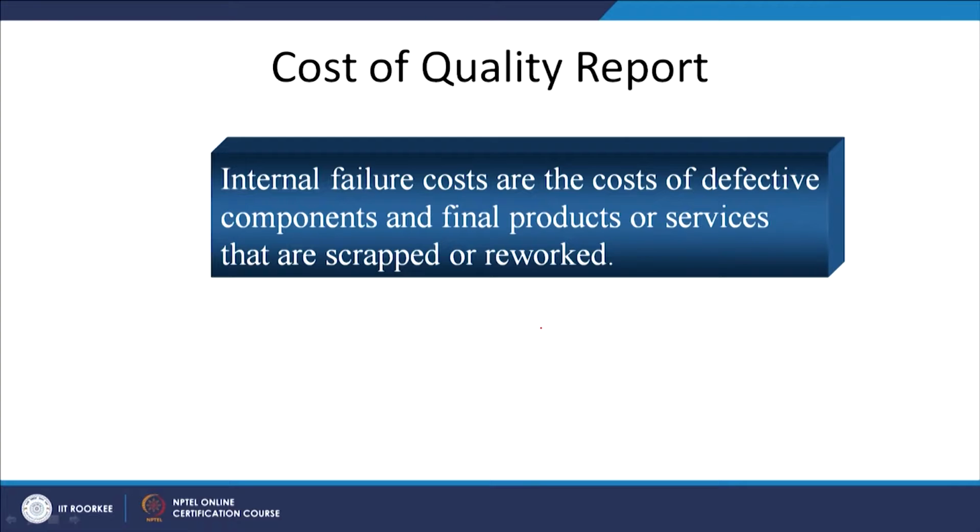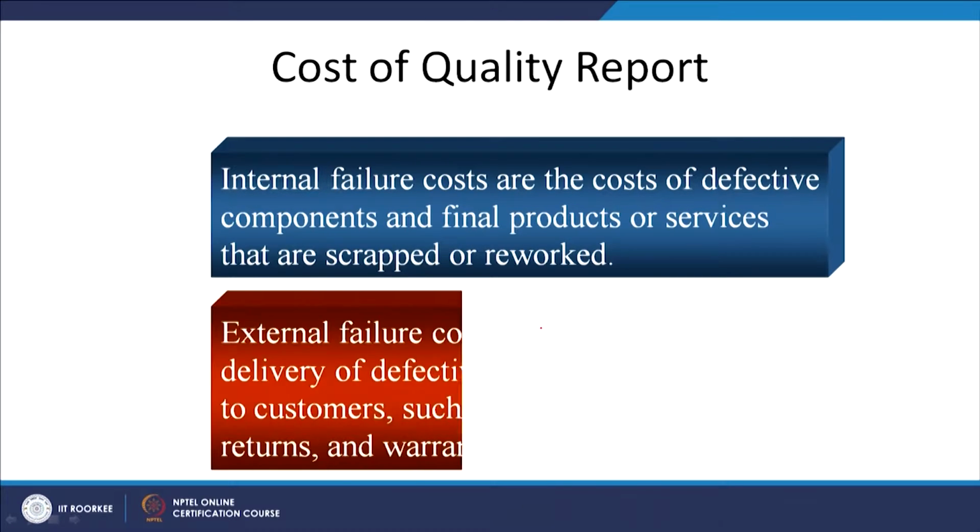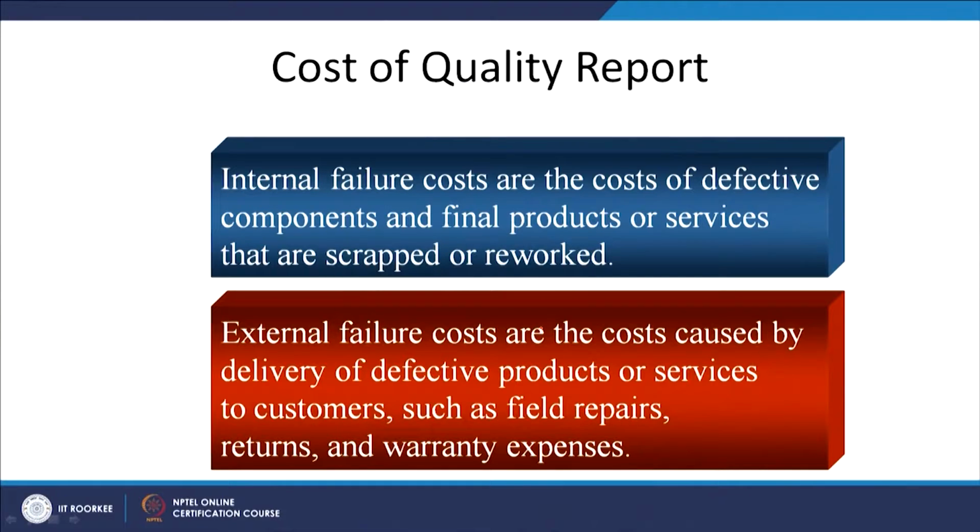Internal failure costs are the costs of defective components and final products or services that are scrapped or reworked within the organization. And external failure costs are the costs caused by the delivery of defective products or services to customers, such as field repairs, returns, and warranty expenses. So, all these four you can call demerits of the products or important components of ensuring the quality.